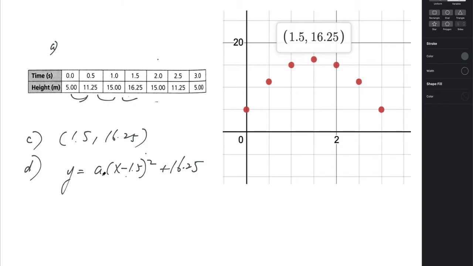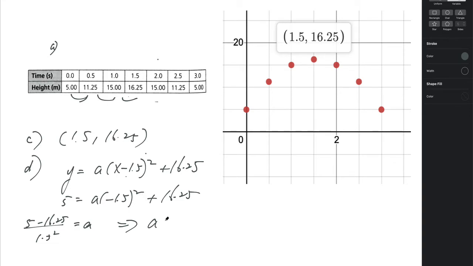Okay, so to find a, maybe we can grab 0 and 5. So 5 when x is 0. Okay, so it's 5 minus 16.25 all over 1.5 squared. The negative disappears because if you square it, negative turns into positive. So a is minus 5. So the equation is y equals minus 5(x minus 1.5) squared plus 16.25.